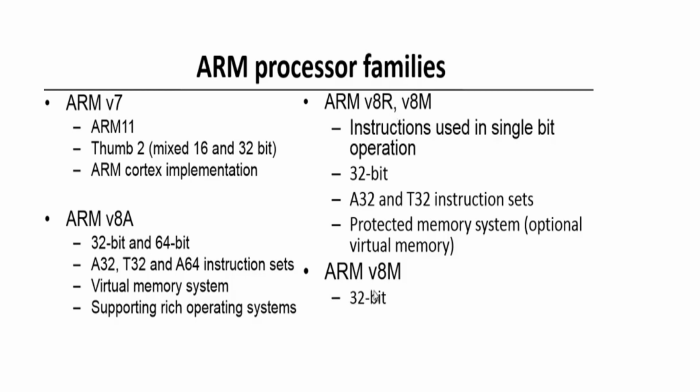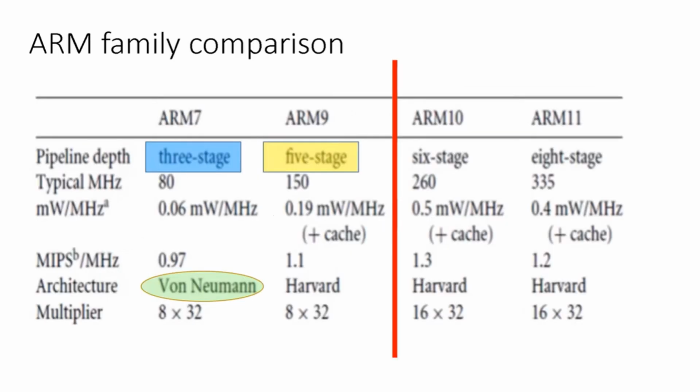So we can see ARM7, or V7. It has Thumb-2, mixed 16 and 32-bit instructions, and the ARM Cortex implementation. And we can see here the family comparison: ARM7, ARM9, ARM10 and ARM11. The ARM7 pipeline length is 3 stage. What is 3 stage? Yes, fetch, decode and execute. Okay, so here ARM9 is 5 stage, ARM10 has 6 stage, and ARM11 has 8 stage.